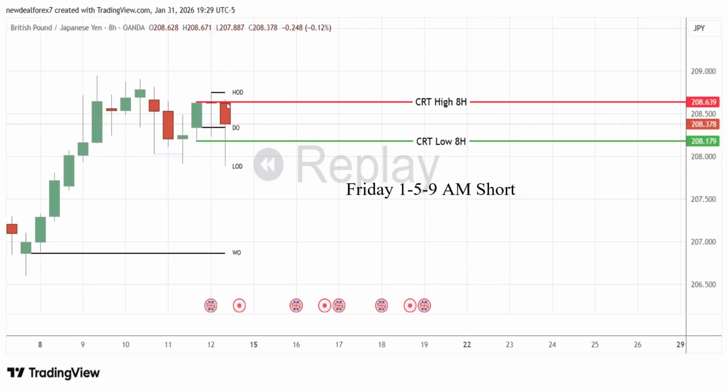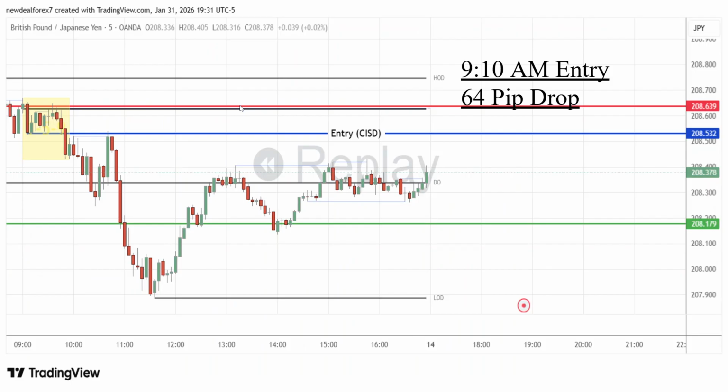I'm not in. But this one here was more valid. Candle 2 created the high of the day on Friday and then straight drop. So let's look at the 5 minute chart.